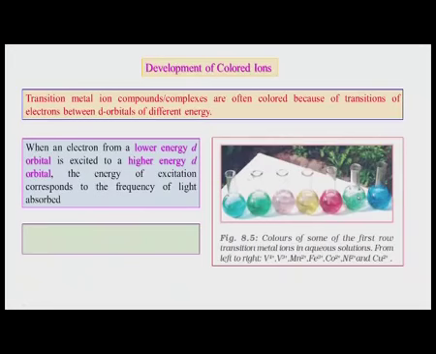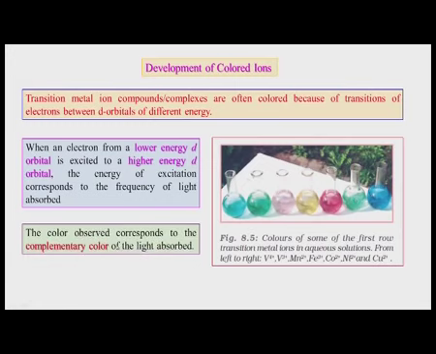Similarly, we all know that if DMG, dimethyl glyoxime, in ammoniacal medium is added to this nickel salt, this will give rise to the precipitation of a very well defined colored species which is insoluble in water. Okay. So, when a particular part of light is absorbed, we always see the complementary color of that light which is being absorbed.